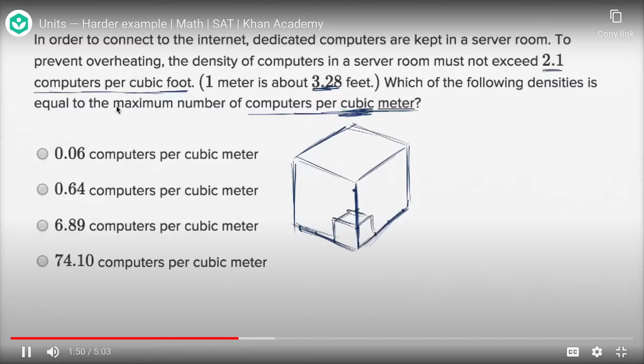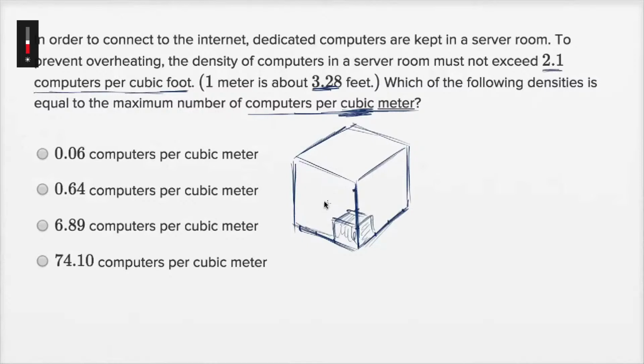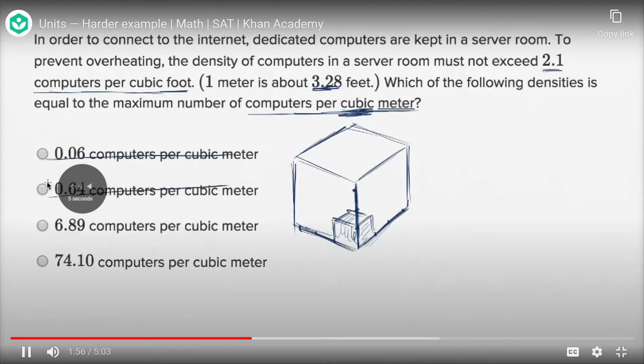So if you could put 2.1 computers in this small cubic foot right over here, surely you're going to be able to put a lot more than 2.1 computers in the cubic meter. And just off of that, you can rule out these two choices because these two are less than 2.1.